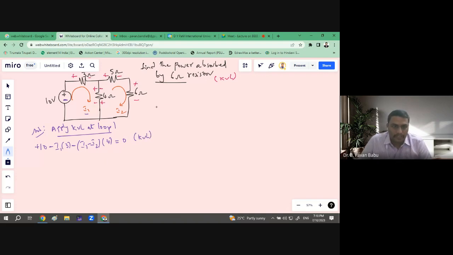So further, how can we reduce this equation? So 10 minus 3 into I1, minus 4 I1 plus 4 I2 is equal to 0. So further I can write this equation as 10 minus 3 I1 minus 4 I1, minus, just a second, so it should be minus here, I have a small mistake.